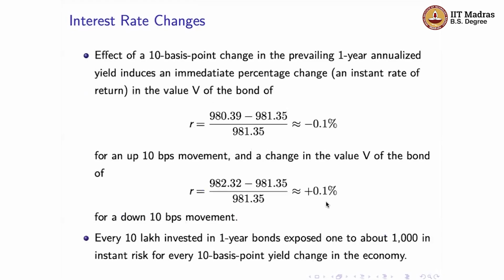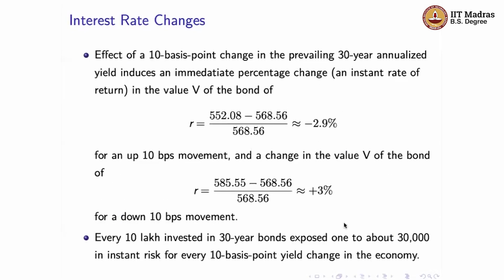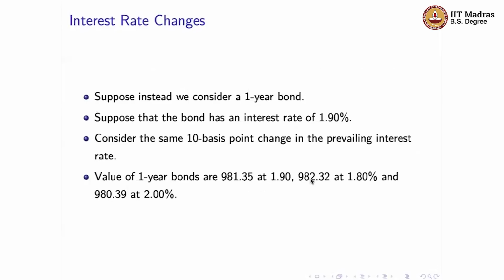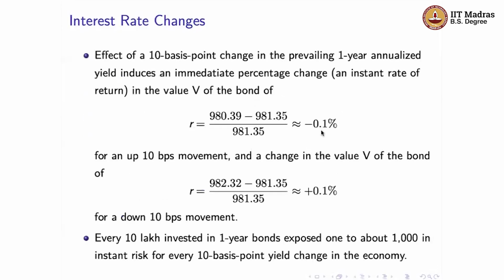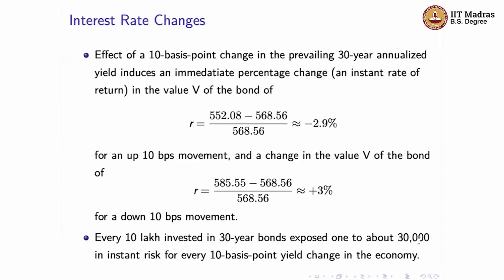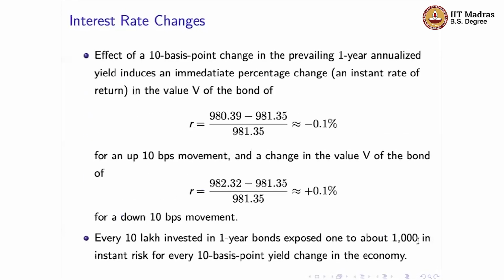So if you compare with before, there the changes were of the magnitude of 3%, either upwards or downwards. Here it's 0.1% upwards and downwards, right? So that means that, again, every 10 lakh that you had invested in 1-year bonds is exposed to around 1,000 in instant risk for every 10 basis points. So you can see that the effect of interest rate movements is much lower compared to the ones that you had before, right? In fact, you can compare the numbers. This is 1,000 compared to 30,000, so 30 times less.